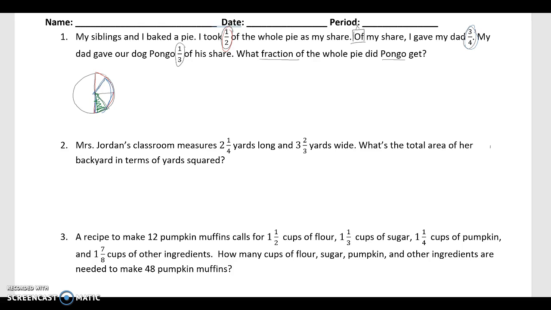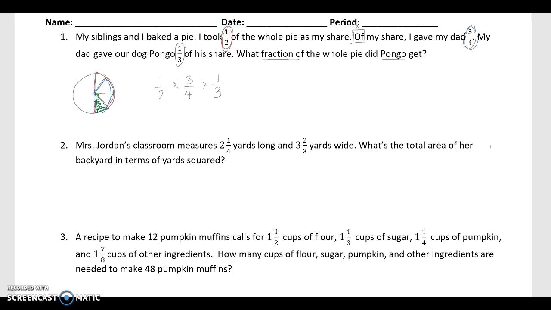To solve it though, we're looking at this of keyword. And so that means I'm going to be multiplying, right? So 1/2, 3/4 of the 1/2, right? And 1/3 of all of that, okay? So looking at my picture, we cut this half into 4. So if this was cut into 4, there'd be a total of 8 slices. So we're thinking it's going to be 1/8. Let's see if we're right.